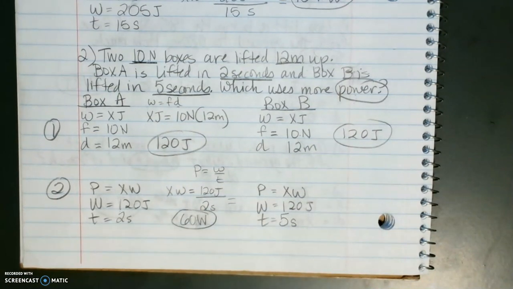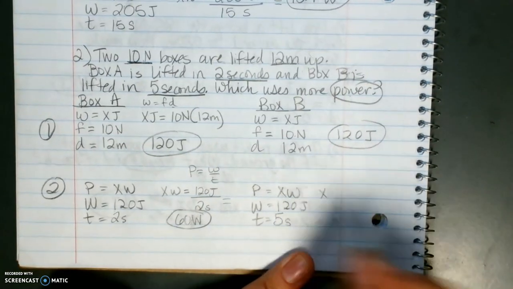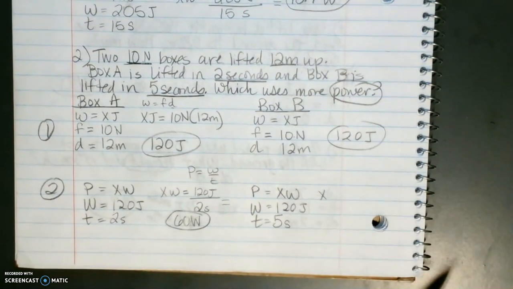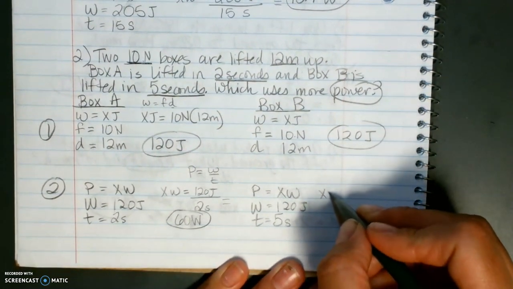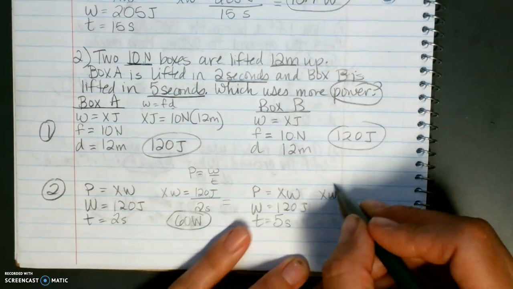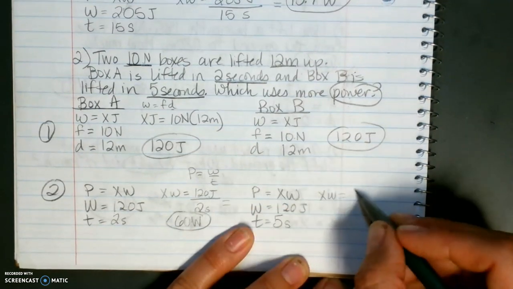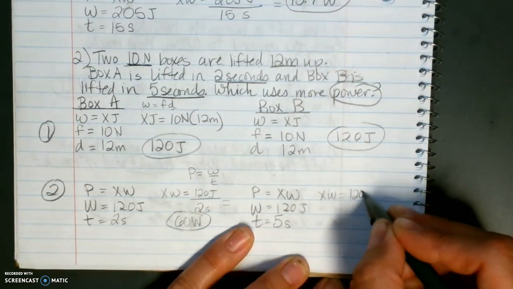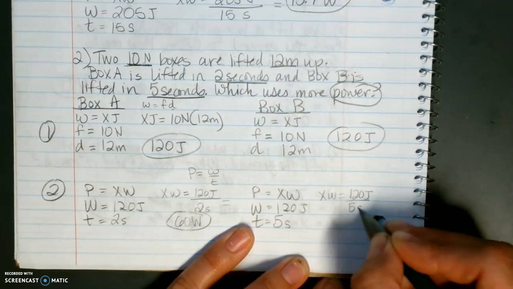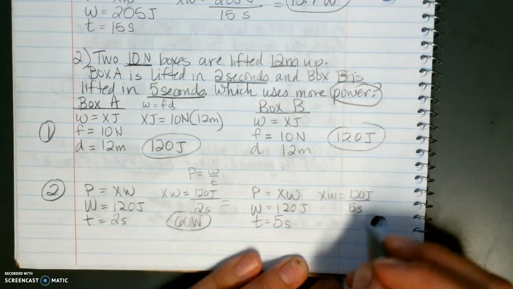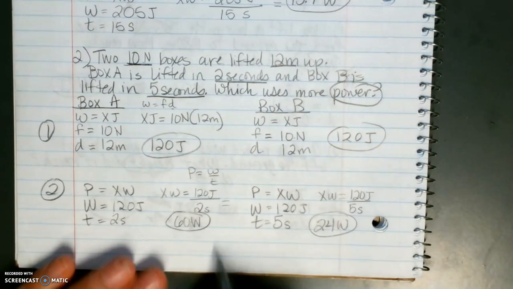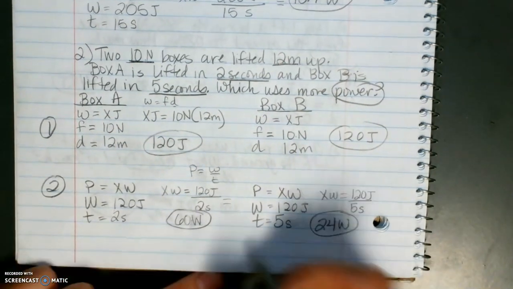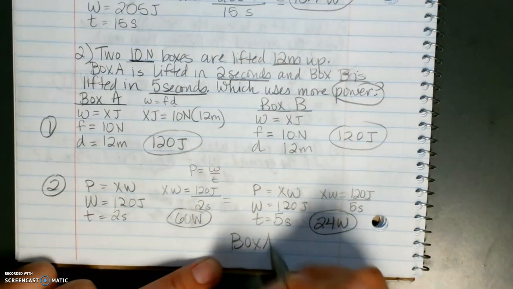Now let's find out what box B does. By now you're probably guessing that you have to divide, so you can figure out which box has more power, but let's get the number. X watts, so we're going for power. Work is on top, so it equals 120 joules divided by 5 seconds. 120 divided by 5 gives me 24 watts. Which box uses more power? That's going to be box A.